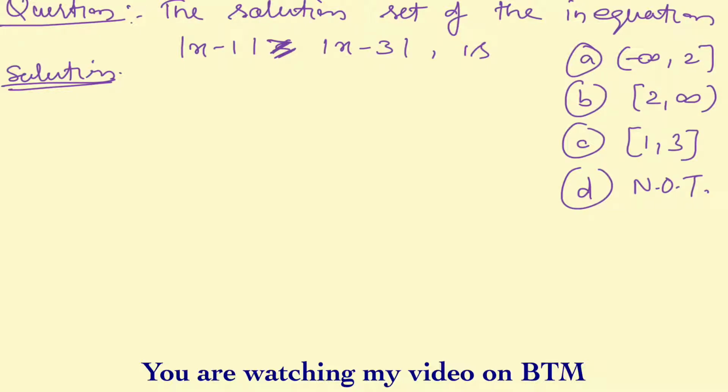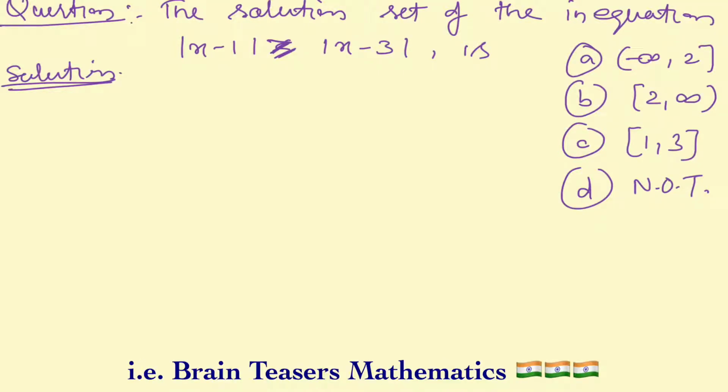The solution set of the given inequation, that is, mod of x minus 1 is greater than or equal to mod of x minus 3. There are 4 options given, and it is none of these. So how are we going to solve this inequation? We'll have to break the mod.